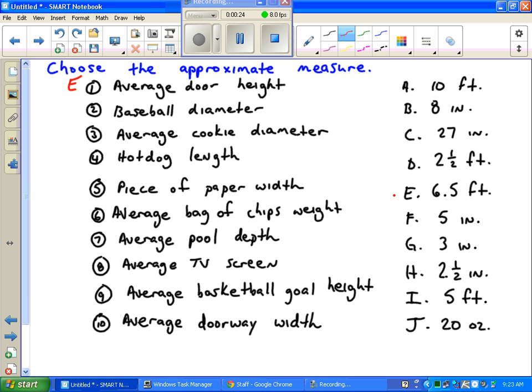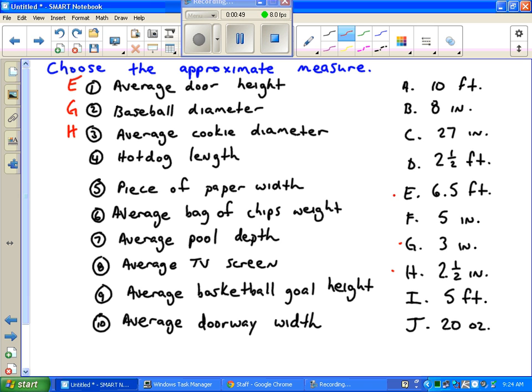Baseball diameter is the next one. I actually had to look this one up because there's two answers that are very, very close to each other, both 3 inches and 2.5 inches. And it varies slightly, but it's closer to 3 inches in both cases that I found. So G for number 2, which led me to believe that H had to be for number 3, the diameter of a cookie.